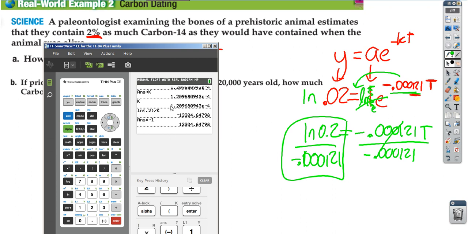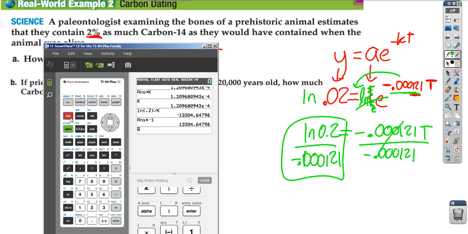So 13,304 years ago is the value. Again, the reason is that k is supposed to be negative to begin with, and it wasn't. So we get 13,000. Okay, but that still doesn't seem correct though. Oh, you know what? Here's the problem. I used the natural log of 0.2, and it's supposed to be the natural log of 0.02.